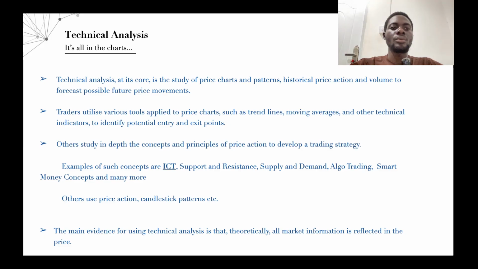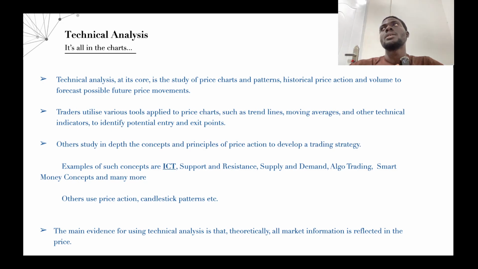You understand? So technical analysis at its core is the study of price charts and patterns, historical price action and volume to forecast possible future price movements. So at its core, you study the previous charts, or you study the previous patterns, or you study the historical price data or historical price action of the asset class you are monitoring.